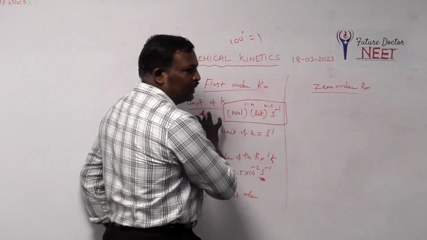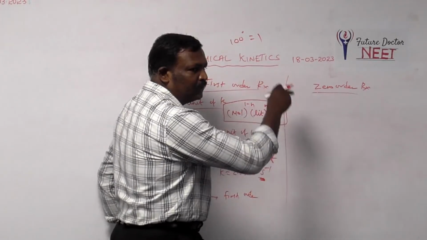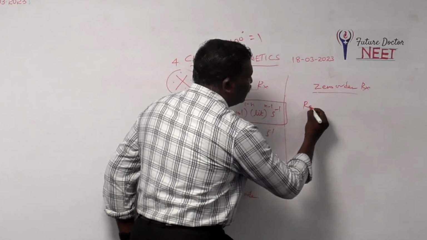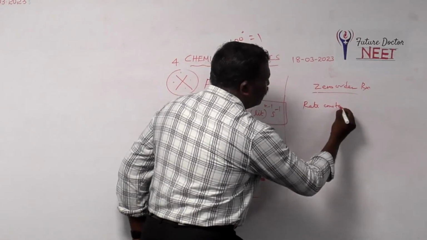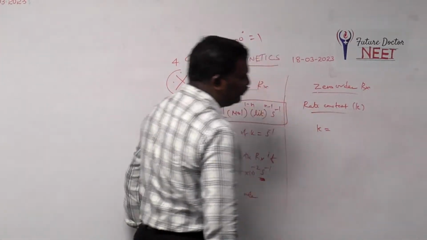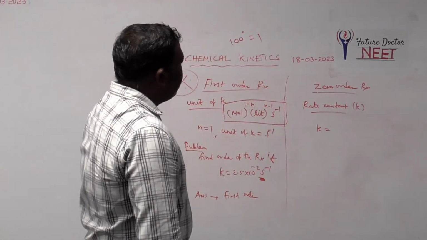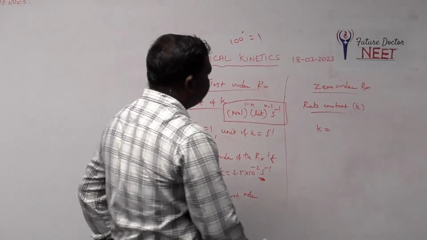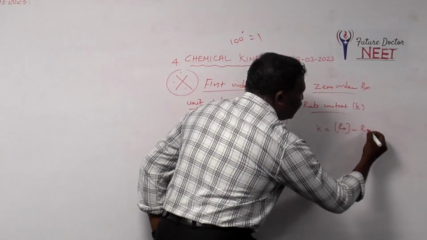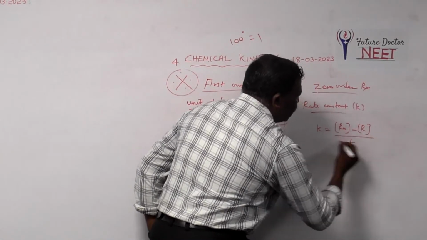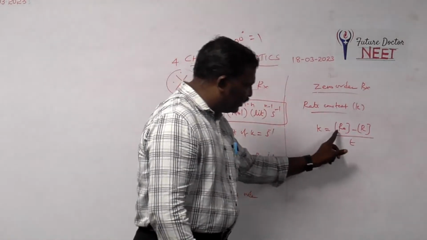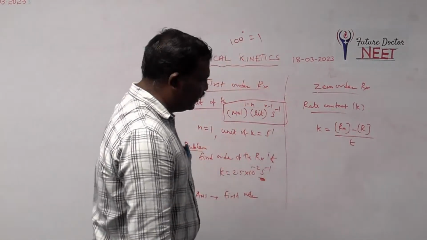Here we have written no k value. What's the value? 2.303 by t log of R naught by R. Likewise, here also the k value, the rate constant k, is equal to R naught minus R by t. It's the formula for k. Understood? Just write R naught minus R by t. That formula is different from this formula.